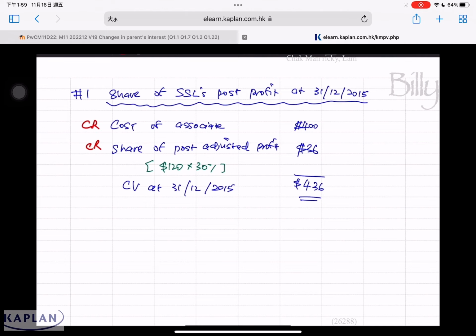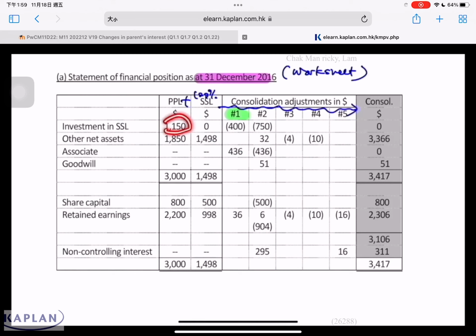This share is a share for the last 2 years. It affects retained earnings brought forward, because it is the share of profit for the last 2 years. Debit investment in associate. The 1150 includes the 400, and this 400, I just want to take it out and call this investment in associate 436. This 36 is a share of profits for the last 2 years.